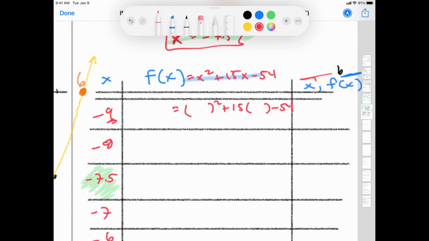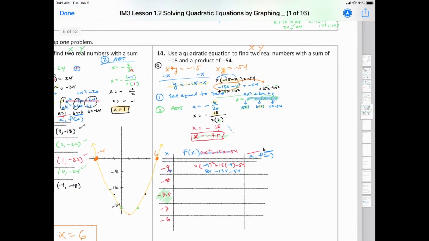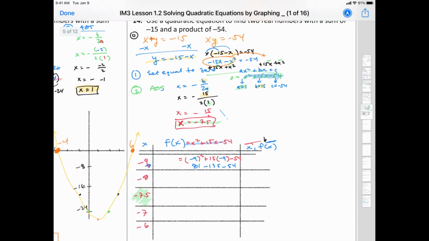So negative 9. Let's get a calculator. Negative 9 squared is 81. 15 times negative 9 gives you negative 135, minus 54. And plus 81 minus 54. Let's double check. Okay, so I got negative 108. Okay, it looks like we have the same thing. Let's see what happens.